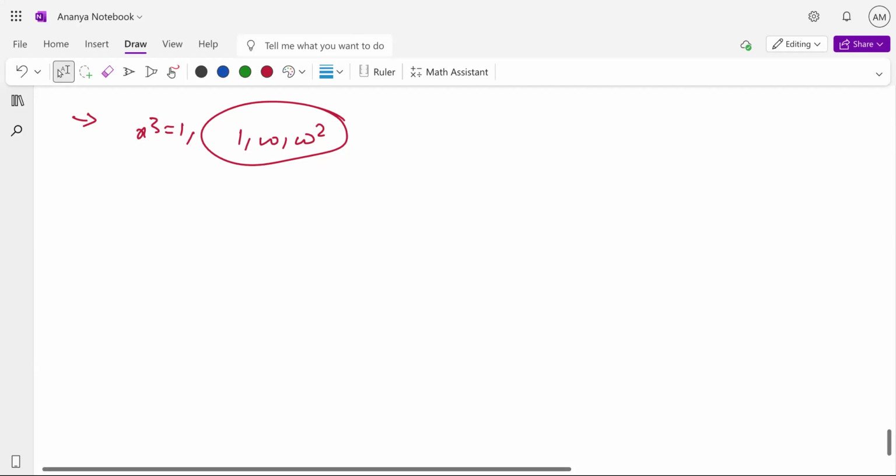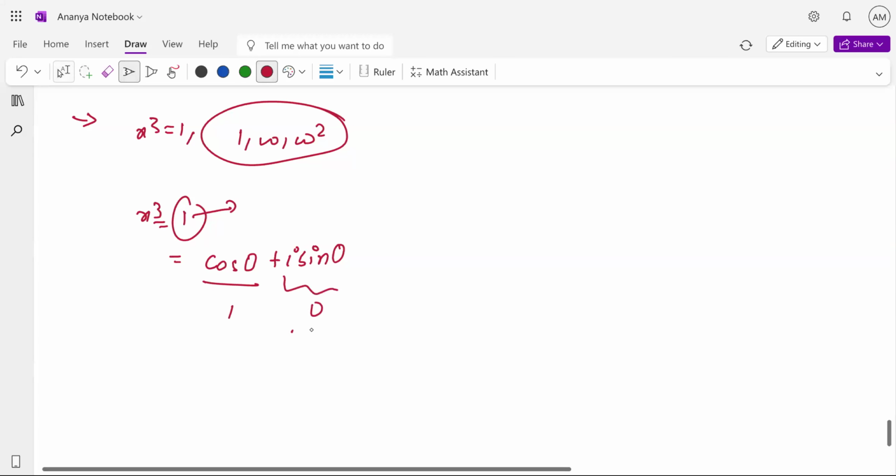We have x cube equals 1, but in the form of cos and sine. So cos 0 plus i times sine 0, will it make sense? Because this will result in 1 and this whole thing will result in 0. Can we do this? Yes, sir. So if I ask you what is the value of this angle theta, what are the possible ways?